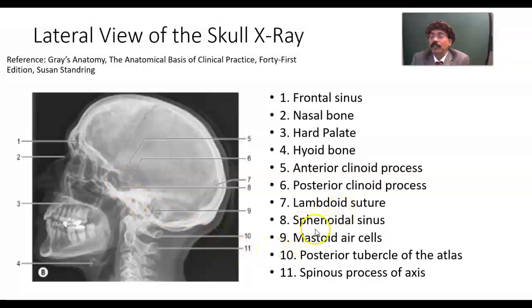Lambdoid suture is here. Number 9 is the mastoid air cell here. Multiple air cells. Number 10 is the posterior tubercle of the atlas. This is the first cervical vertebra. It has no typical spinous process. Rather, it has a posterior tubercle. Number 11 is the spinous process of the axis. This is the spinous process of the axis.